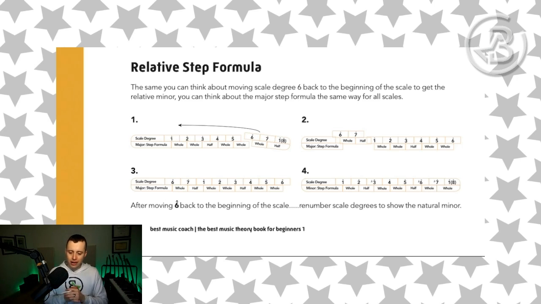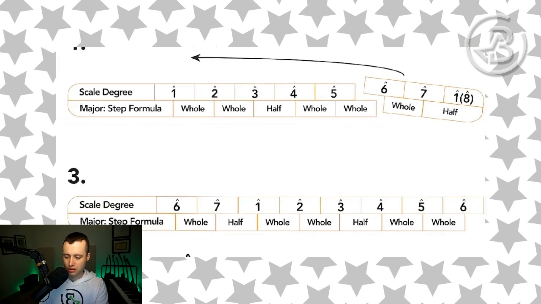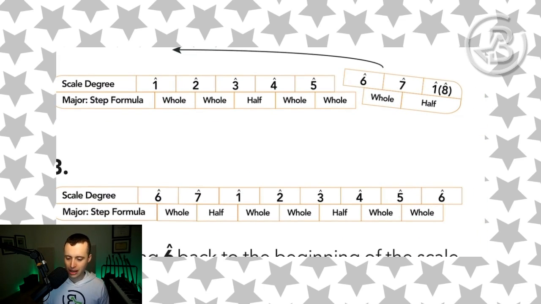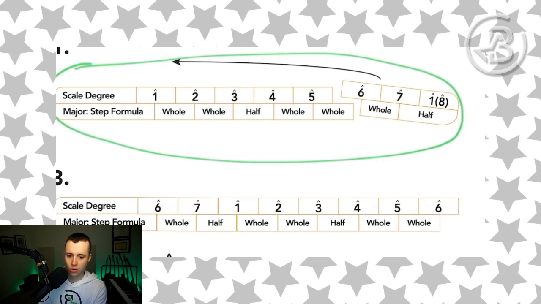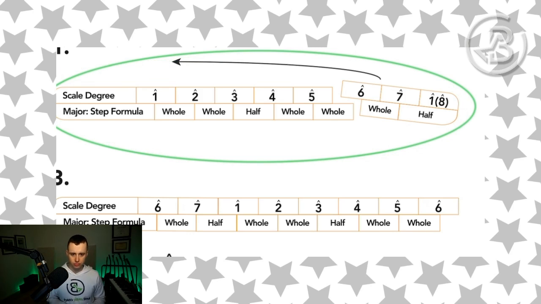One more thing to point out is there is a connection between the minor step formula and the major step formula, and that is this. If we look at our major step formula, it goes whole, whole, half, whole, whole, whole, half. Right here. Whole, whole, half, whole, whole, whole, half.